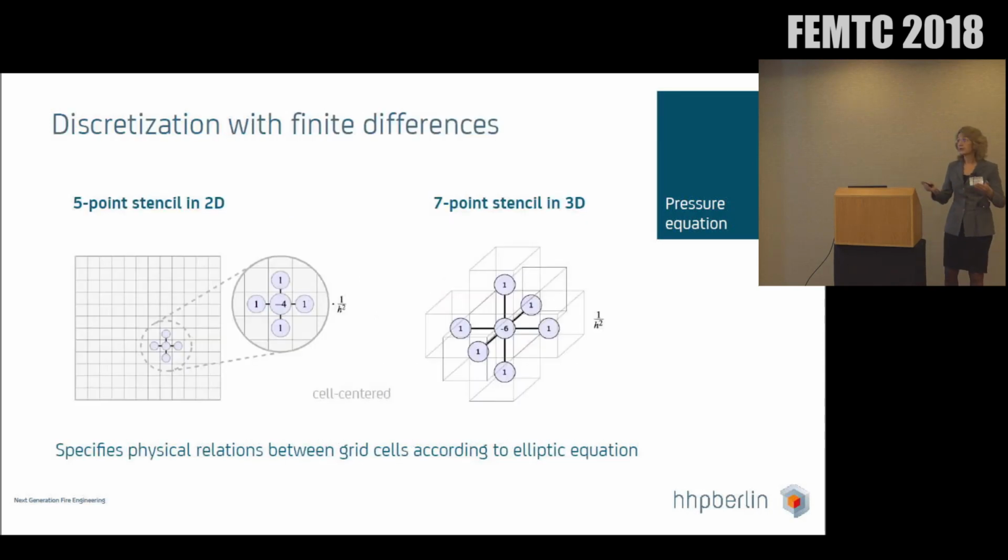And you know, if we want to compute this equation on a computing system, we have to make it finite, we have to bring it on a grid, and to this end, a finite difference method is used in FDS, which makes use of these matrix stencils, which simply describe the physical relations between the single grid points based on the elliptic equation.